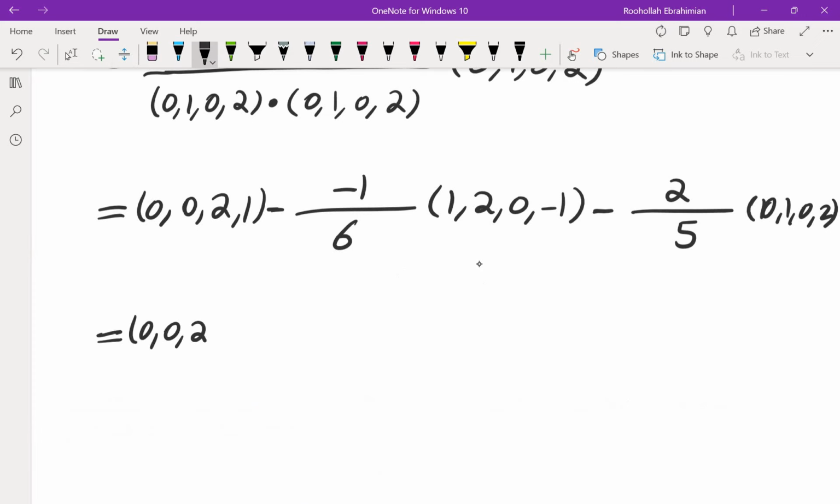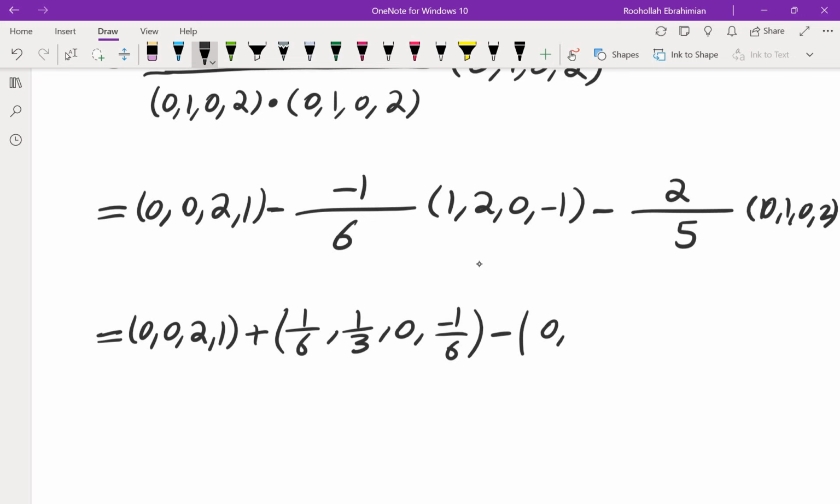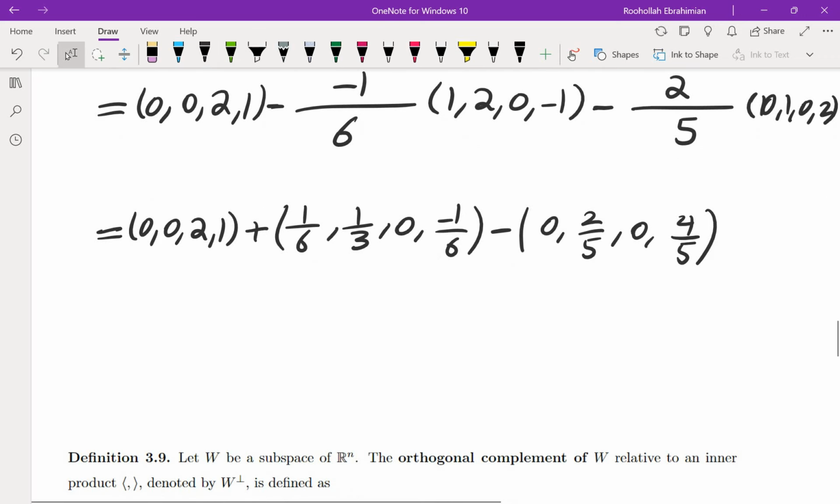(0, 0, 2, 1) plus 1 over 6 times (1, 2, 0, negative 1), which is 1 over 3, 0, negative 1 over 6, and then minus (0, 2/5, 0, 4/5). And this would give us the last vector. So these three vectors form a basis for the span of the three vectors that they gave us.